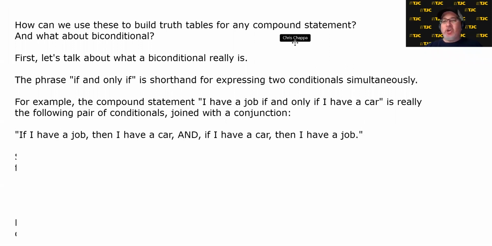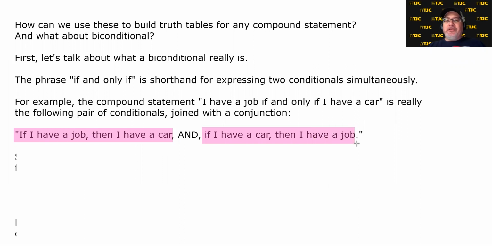If I have a job, then I have a car. And if I have a car, then I have a job. The conditionals match, it's just that the antecedent and the consequent trade places. In the first conditional, the antecedent is I have a job, and the consequent is I have a car. But in the other conditional, the antecedent is I have a car, and the consequent is I have a job. And right smack dab in the middle is a conjunction joining the two conditionals.